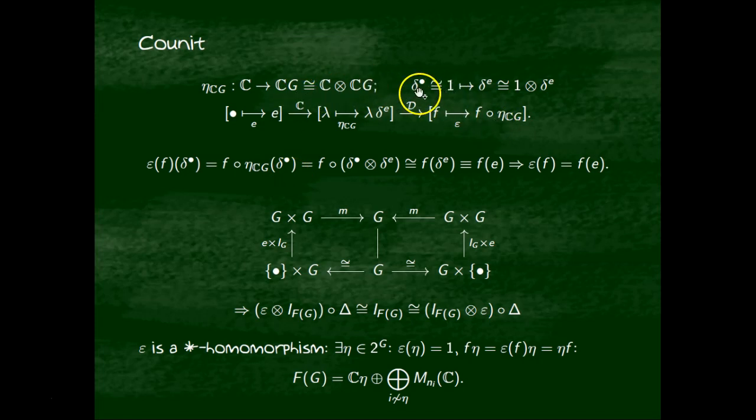So the delta dot is sent to 1 tensor delta E, which is the same as delta dot tensor delta E. And now we're using this isomorphism here, this is essentially delta E. And this is basically the same thing as the value of the function at E. So after all this confusion with this unit map and these delta dots and the tensors, epsilon of F just says evaluated at the identity. So this is the algebra of functions version of the inclusion of the unit.